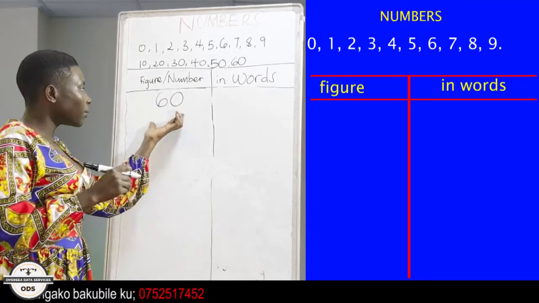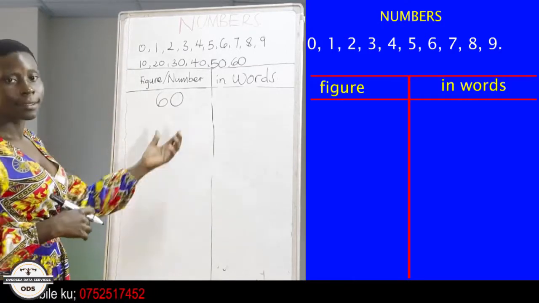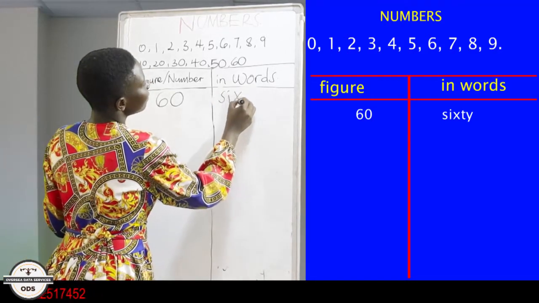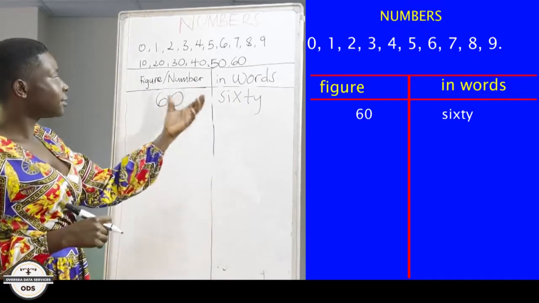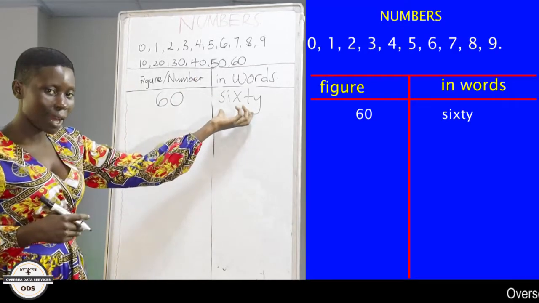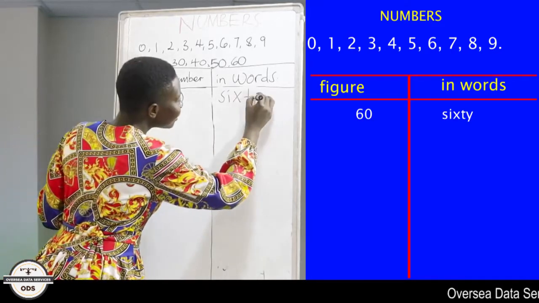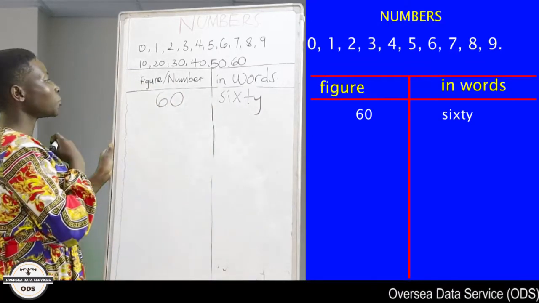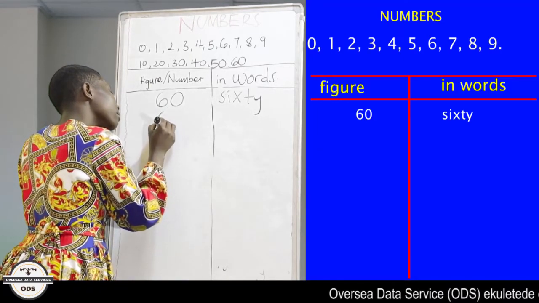How do we call this number here in English? We call it number 60. Nkaaga, it is called 60, and that is how we write it, okay? We write it like this. Then we are going to keep on adding.